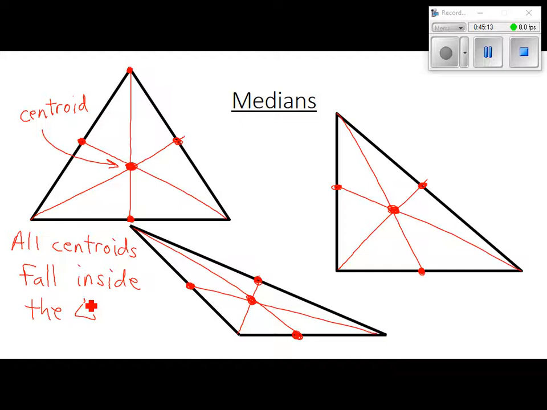Get done drawing all those. I want you to write this somewhere in that area there. What did you notice about all three centroids? They fall where? Inside the triangle somewhere. Centroids are always going to fall inside the triangle. No matter what kind of triangle I draw, the centroid's going to be inside the triangle all the time.